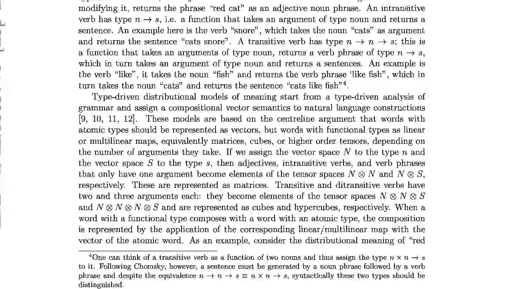So let's continue going. When a word of the functional type composes with a word with an atomic type, the composition is represented by the application of the corresponding linear-multilinear map with the vector of the atomic word. As an example, consider the distributional meaning of, I think this is going to be red herring.